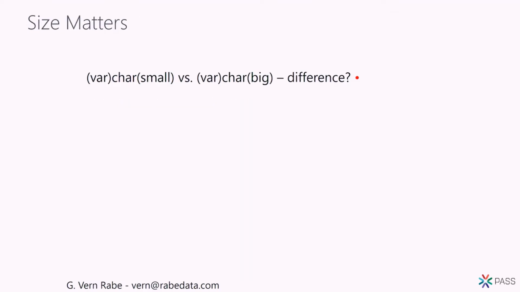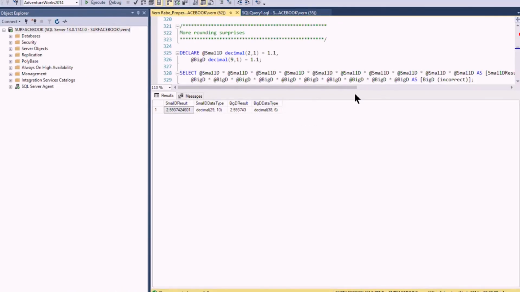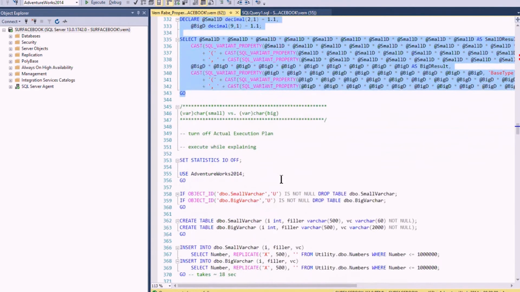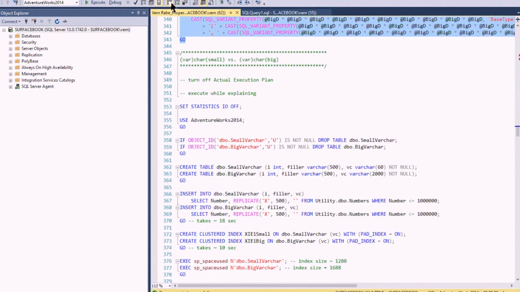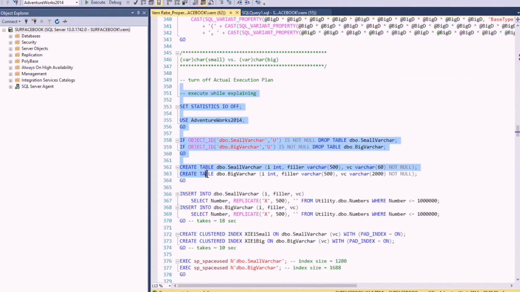So a few things with data types in the character set. So size matters. So whether it's a varchar or a character, what about specifying small versus a large value, maximum size of a variable or fixed width data type, string data type? What is the differences? So turn off X. This one takes a while. I even have my note here. Execute while explaining.